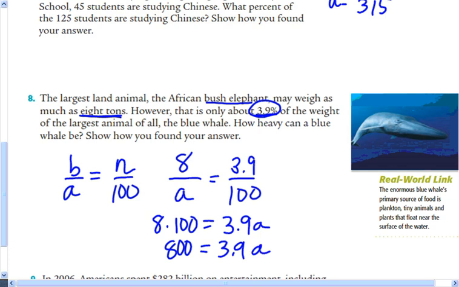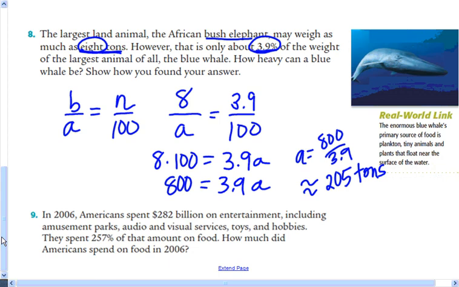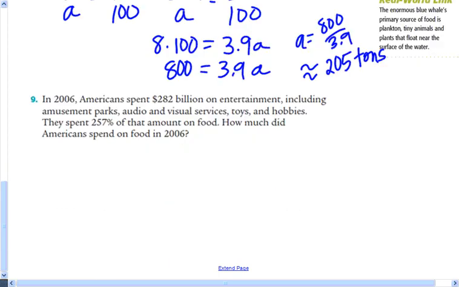So A is equal to 800 divided by 3.9, which is about, and we're going to round this. We see that this is rounded to a whole number of tons, so we're going to round this answer to a whole number. We get about 205 tons. And that makes sense. The blue whale should weigh more, and quite a bit more, in fact. All right, I'm going to do one more problem, and then the rest we'll do in class. I'm going to do this problem right here.